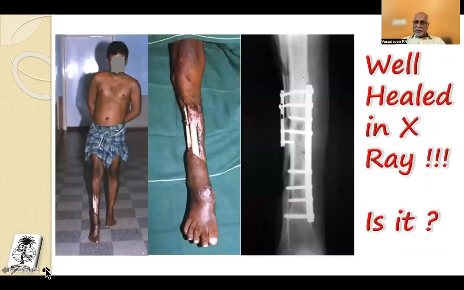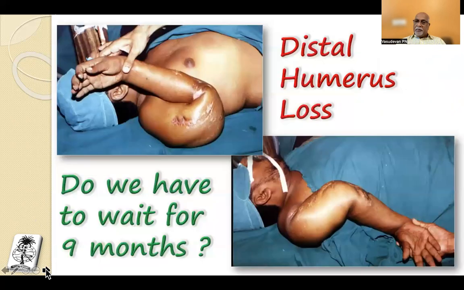But look at this man, his X-ray shows the bone has completely healed. But is it really so? The whole bone is exposed. You can see the whole bone is there. Plate is outside. So it's an atom bomb, it can break at any moment.